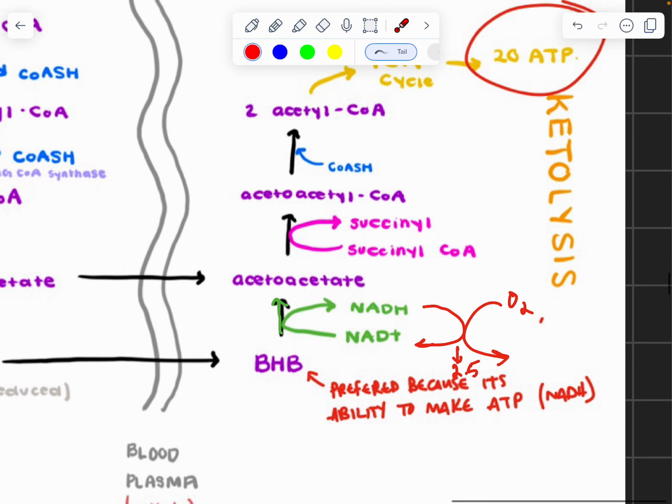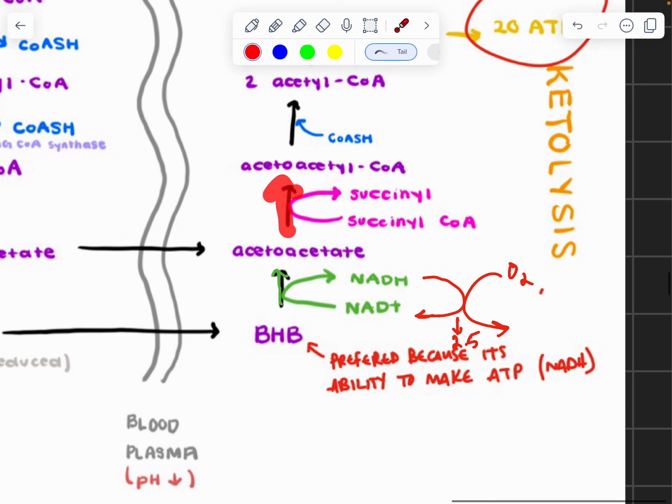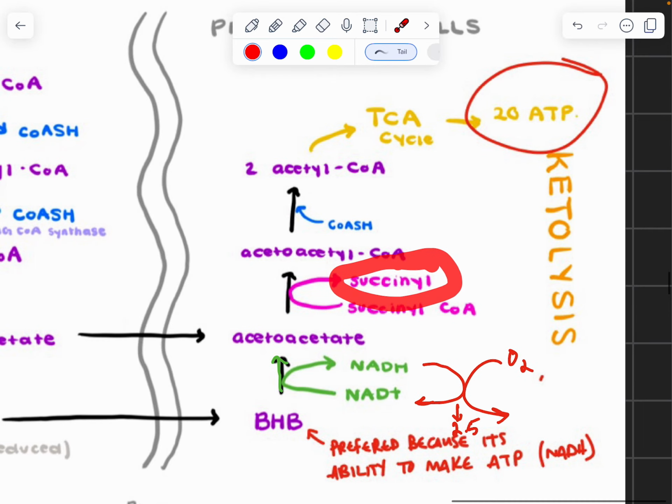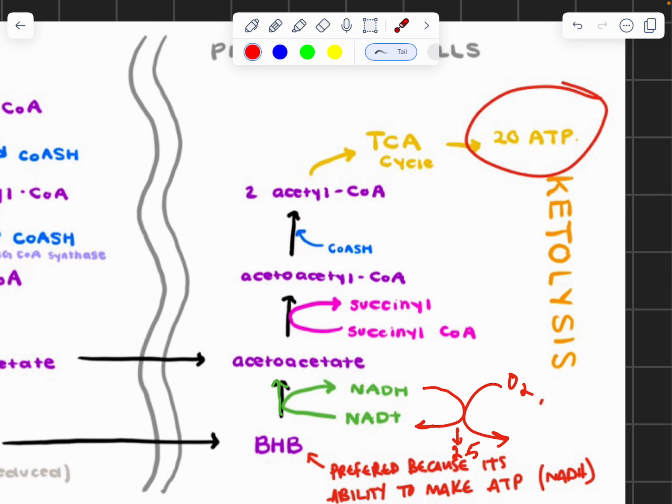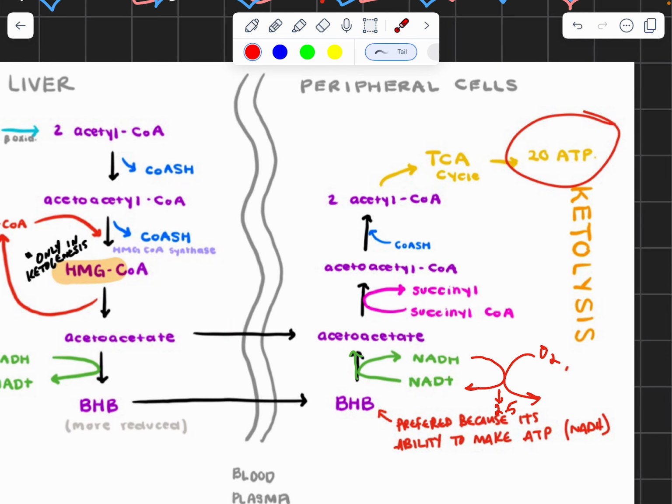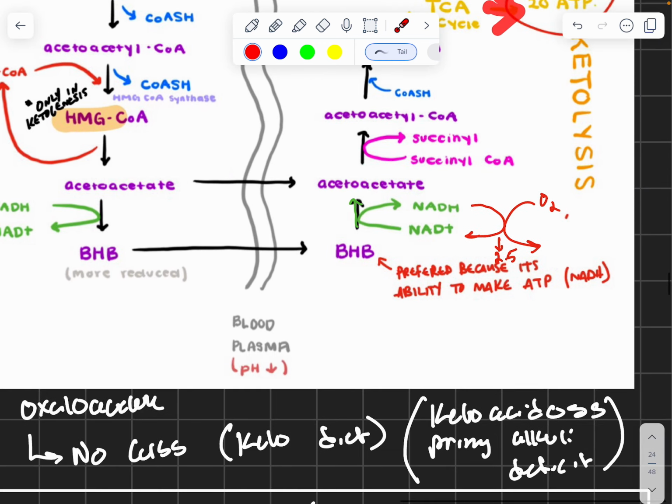And then acetoacetate will be acted upon by succinyl-CoA, and succinyl-CoA will drop off a CoA onto this acetoacetate and turn it into acetoacetyl-CoA, and we'll get succinate as a little product right there. And then acetoacetyl-CoA will have another CoASH dropped off right here, and we'll eventually transform back into two acetyl-CoAs. Those two acetyl-CoAs will go through the TCA cycle and produce 20 ATP.